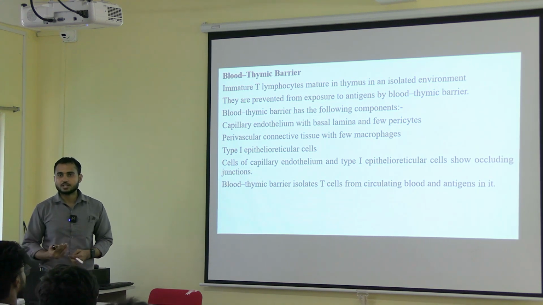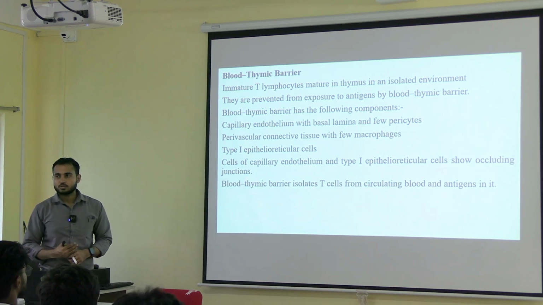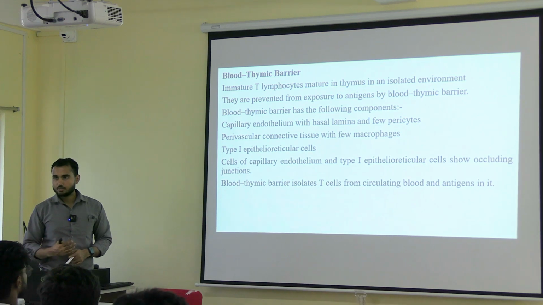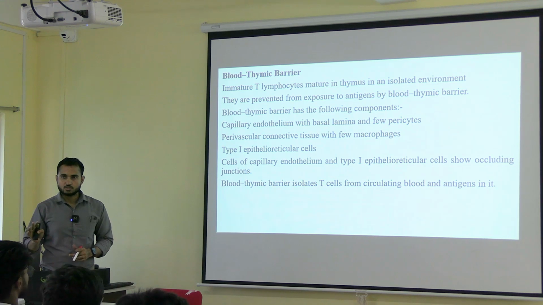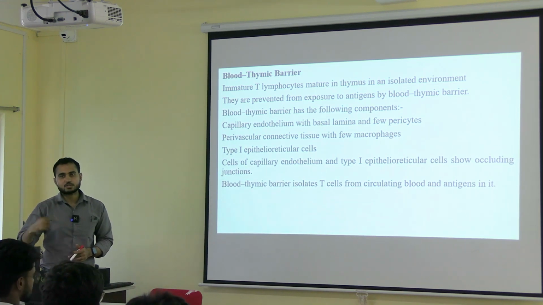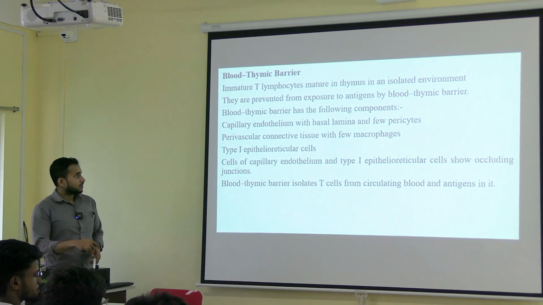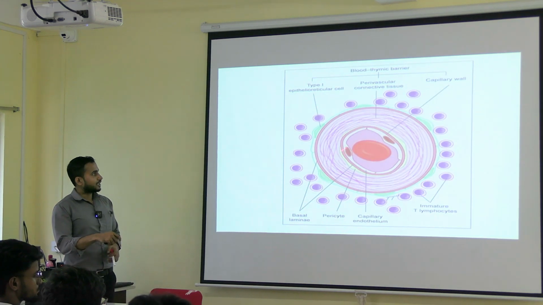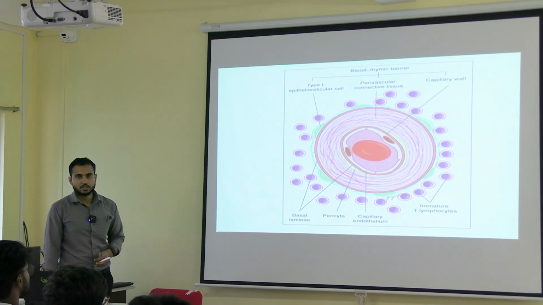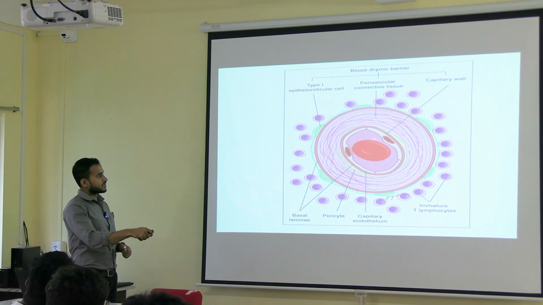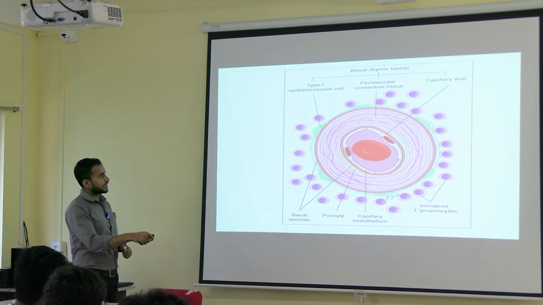Today in the morning class I have mentioned layers. Okay, for any barrier, you have to know the layers, either from inside to outside or outside to inside. Anyway, here you can see the diagram of the blood thymic barrier. First of all, you can see this is the blood vessel. Okay, this is the capillary wall.